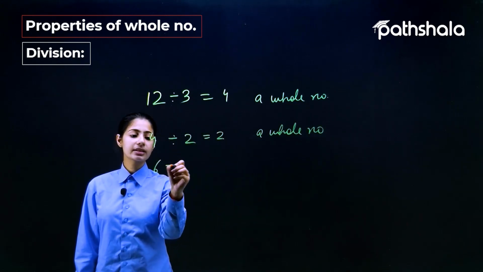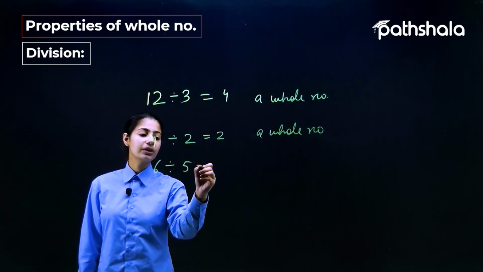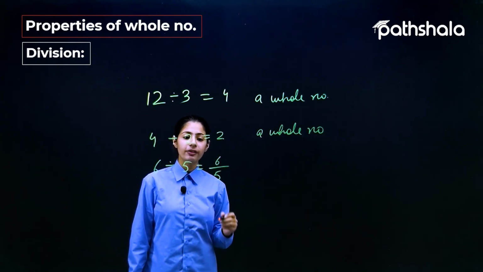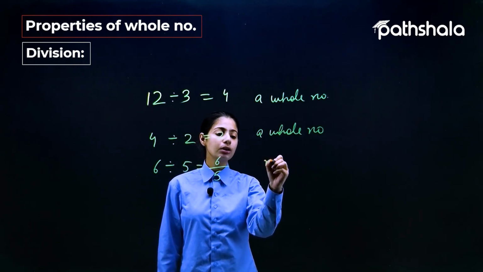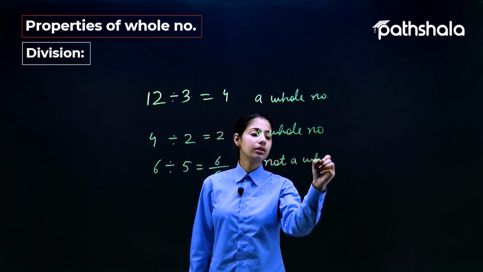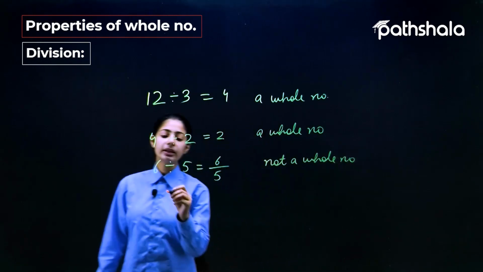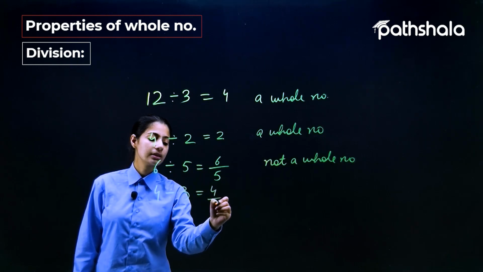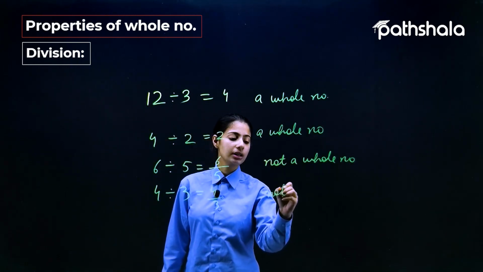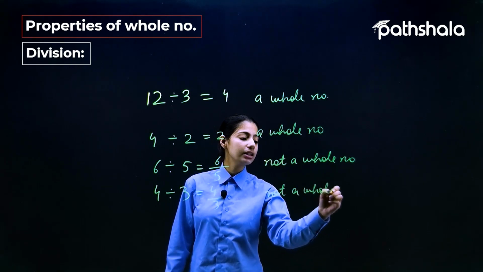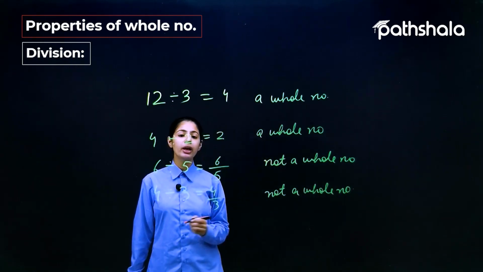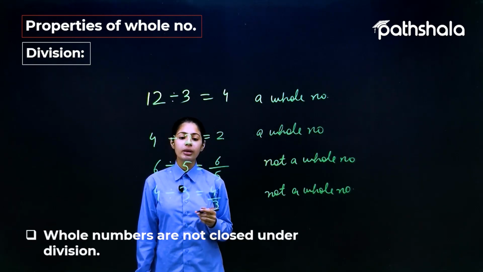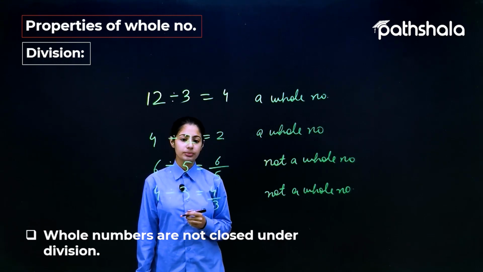Next is 6 divided by 5. We can write it as 6 by 5. Now 6 is not divisible by 5. That means we do not get a whole number. So not a whole number. Similarly, 4 divided by 3 is again not a whole number. So on dividing two whole numbers, we may or may not get a whole number. Therefore, whole numbers are not closed under division.